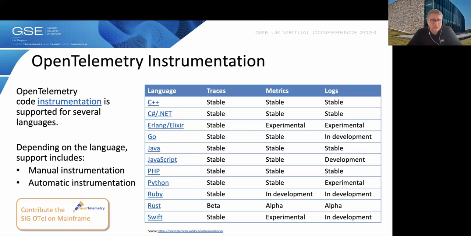You see here on the lower left part this little icon, contribute to the SIG Hotel on mainframe. This is about the special interest group that I mentioned earlier. We really would like to bring all these different types of SDKs to the mainframe. That would imply z/OS, Unix System Services, but as well Linux on IBM Z.